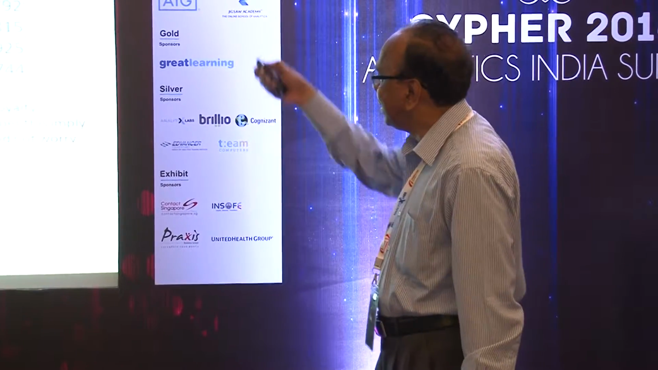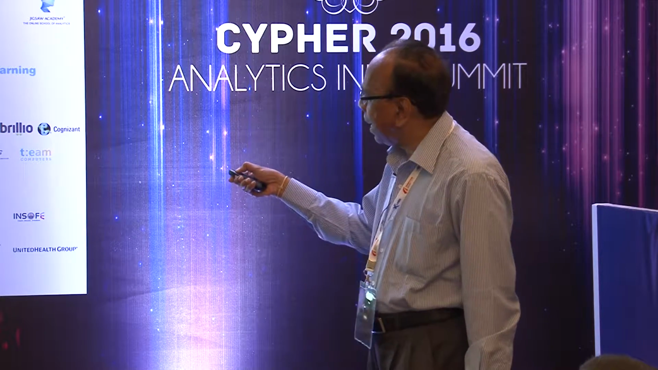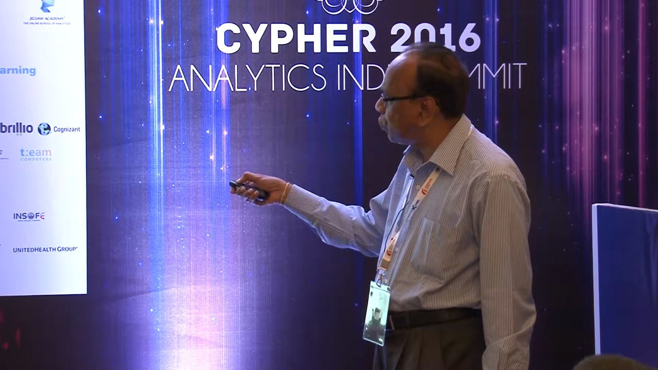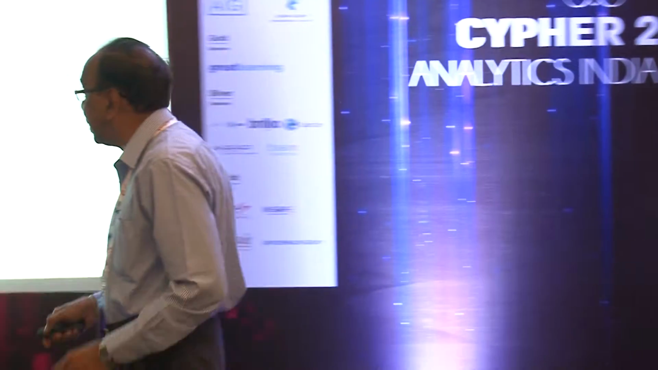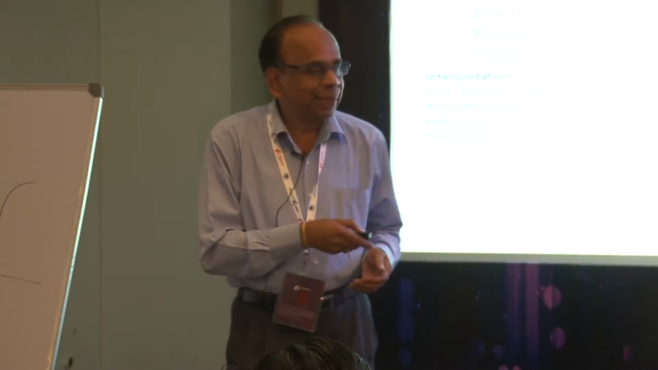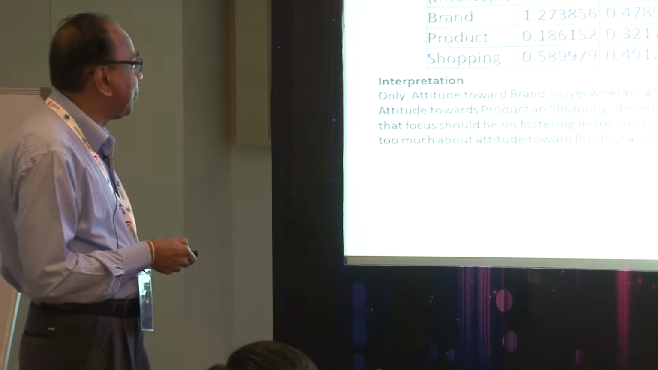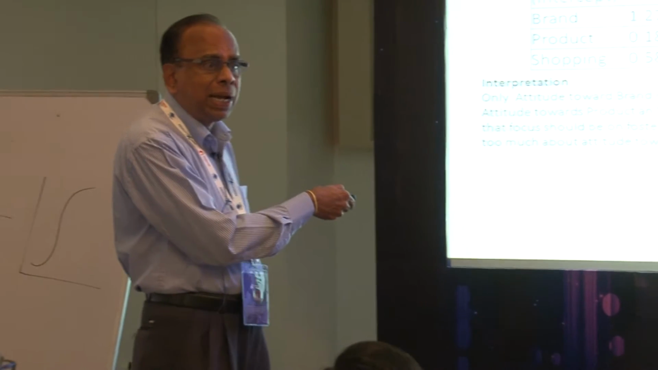The next one is the individual coefficients. If you say on the overall basis the model is valid, let me look at brand, product and shopping. On the individual basis, I look at again the Wald test or the Z test, and I say intercept of course is valid, but brand is the most significant one and product and shopping are not significant. In other words, we just draw an inference that only attitude towards the brand is overwhelmingly significant, explaining loyalty. So, attitude towards product and shopping is not significant.